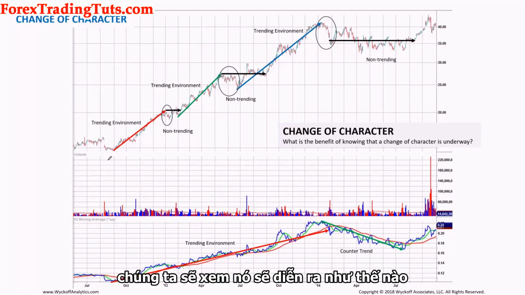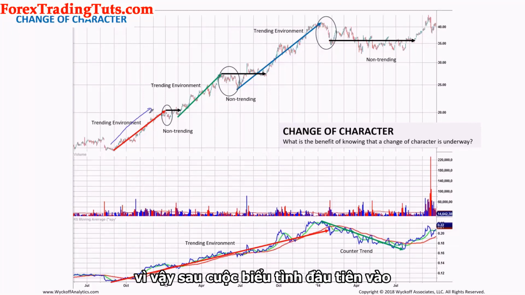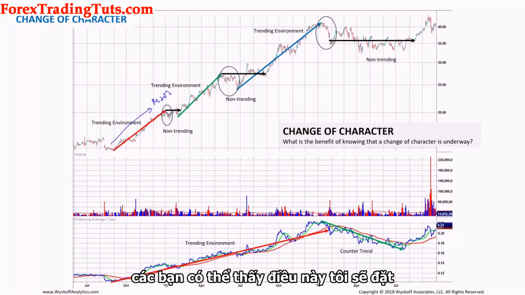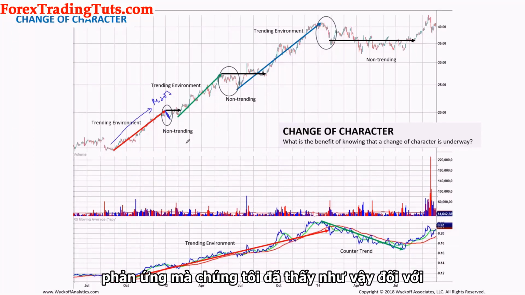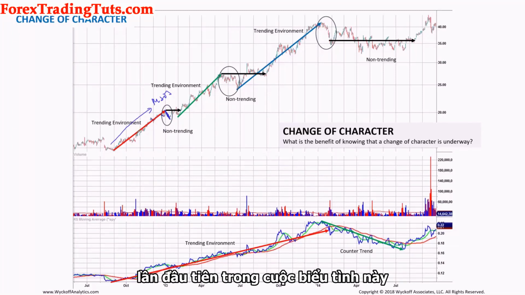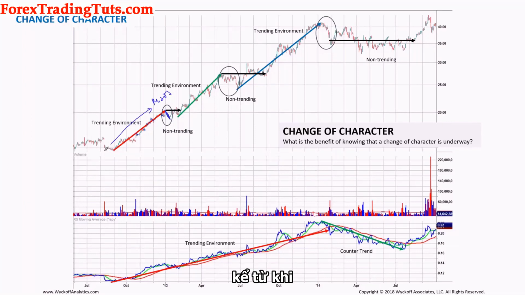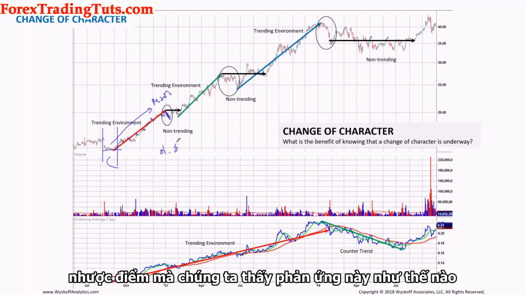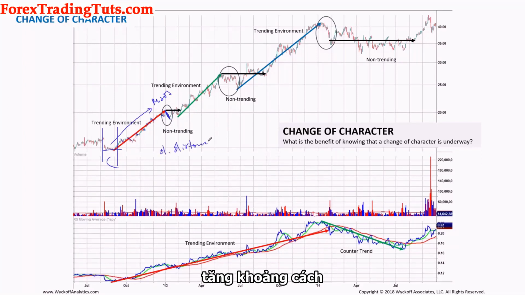So after the first rally into the major sign of strength, we're seeing a reaction, and hopefully, guys, you could see this. I'm going to put the color here, blue color. This is the reaction that we're seeing. So for the first time in this rally, since the lows in the potential phase C, we're seeing the reaction that is outperforming all of the reactions to the downside. We see how this reaction increases in distance.